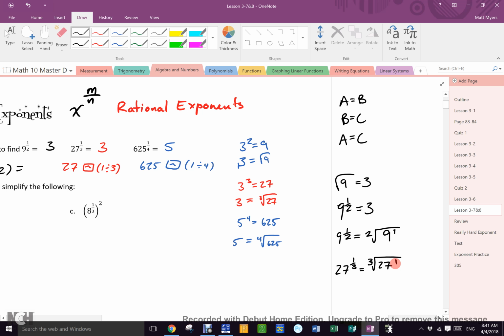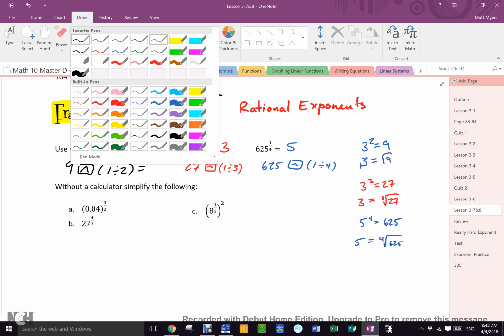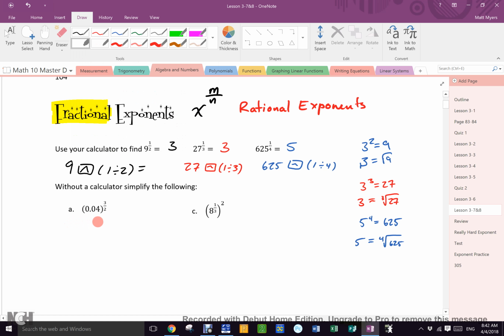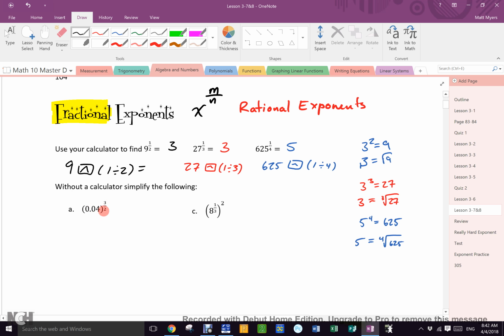Does everybody see that? So when you just have like 27 with 2 over 3, you would first raise 27 to the 2 and then root it by the 3. Yes. Awesome. So, let's put this into perspective. Now, I think your guys' page is not screwed up like mine. Your B is not right there. So, I just want to erase that B so it's out of our way. So, let's have a look at this situation here.